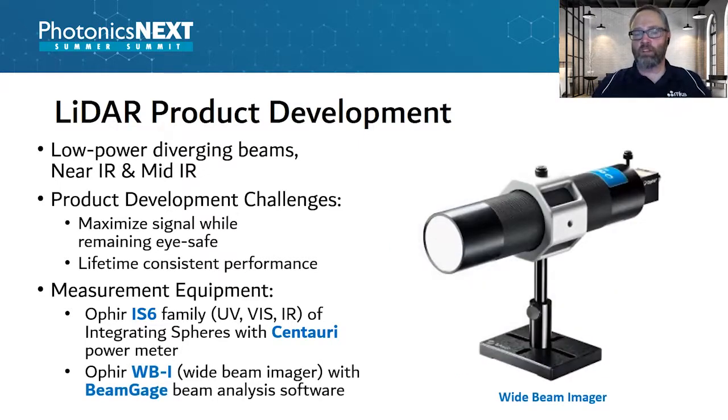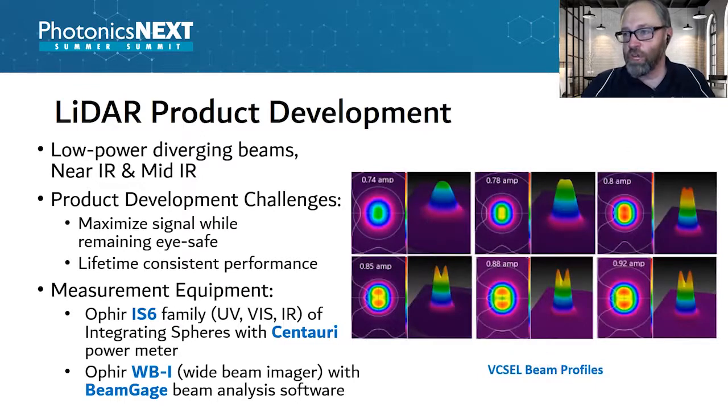This product just came out earlier this year. It's called the Wide Beam Imager. It's specifically designed for measuring point sources, such as a VCSEL source. And you see here some images, and you can see how the mode changes as you apply different currents to that particular VCSEL. So understanding this information, not only your power, but what your beam is doing with respect to its geometry, is crucial. It's vital to understanding this information as these products are developed.